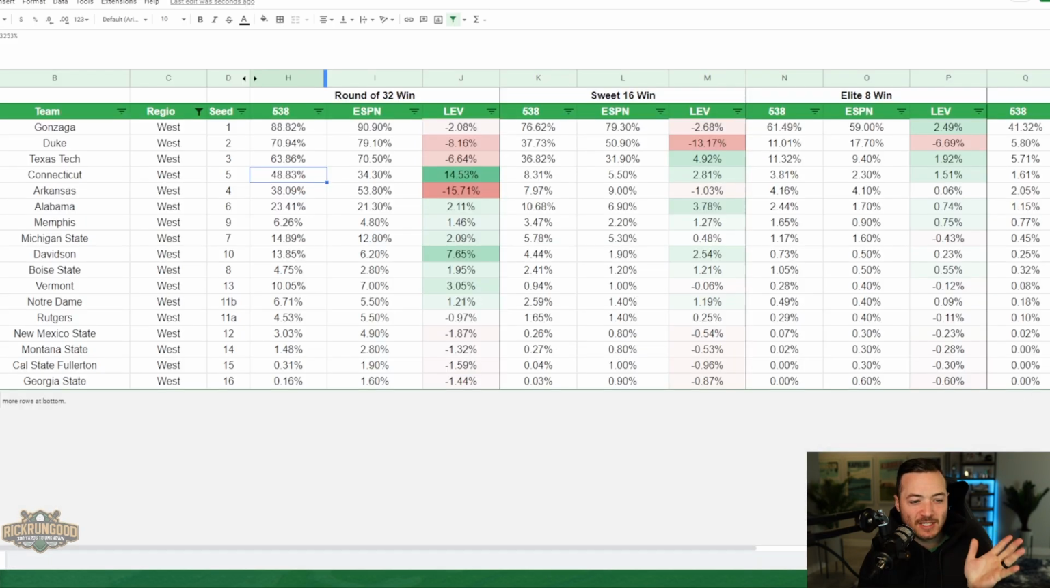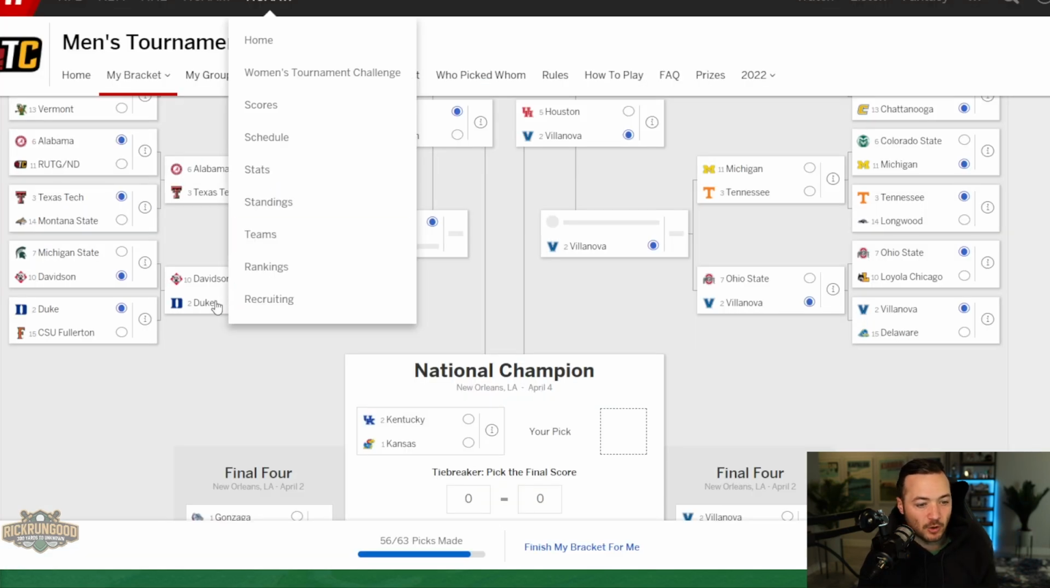Duke versus Davidson, I imagine it's probably still going to be Duke here. Davidson only gets there 13% of the time. Yeah, we're going with Duke.